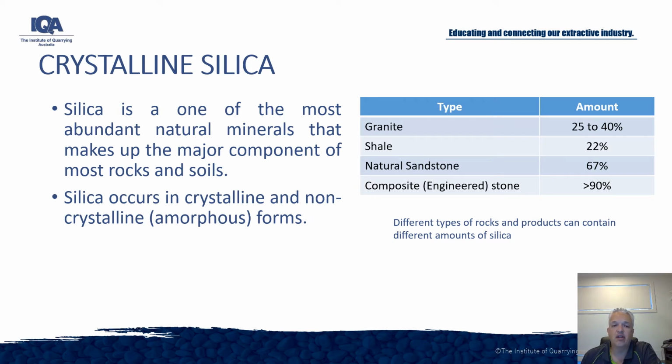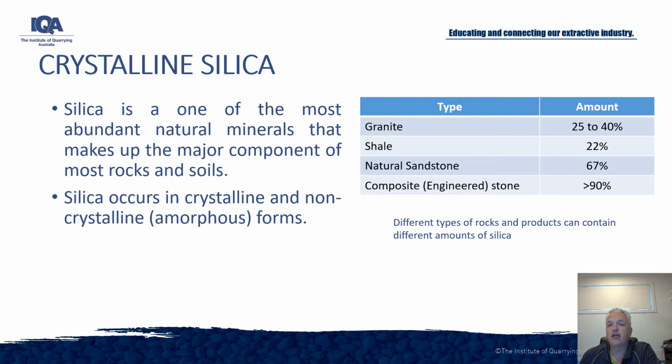Silica occurs in crystalline and non-crystalline forms. It's important to understand what crystalline silica content the material that you're mining or quarrying has, and that will give you an idea of what type of risk you have. As a rough guide, granite has 20 to 40%, shale about 22, natural sandstone about 67. But you've heard or noticed in the news about composite engineering stone.